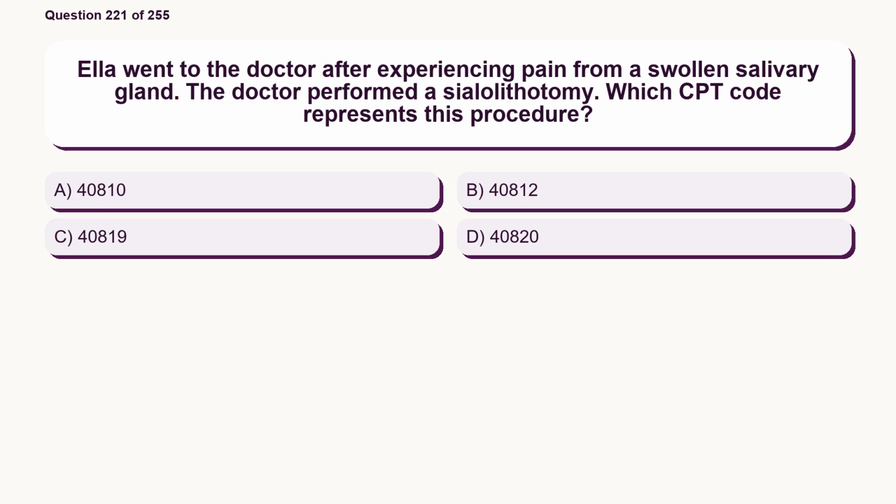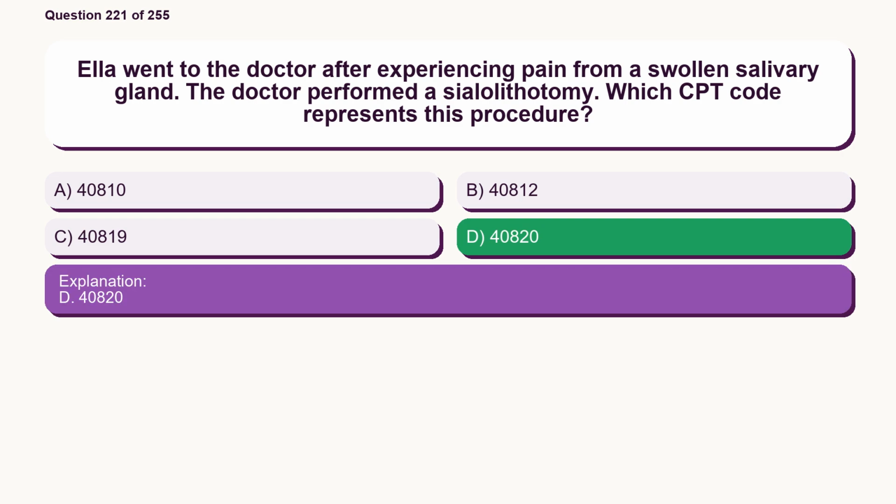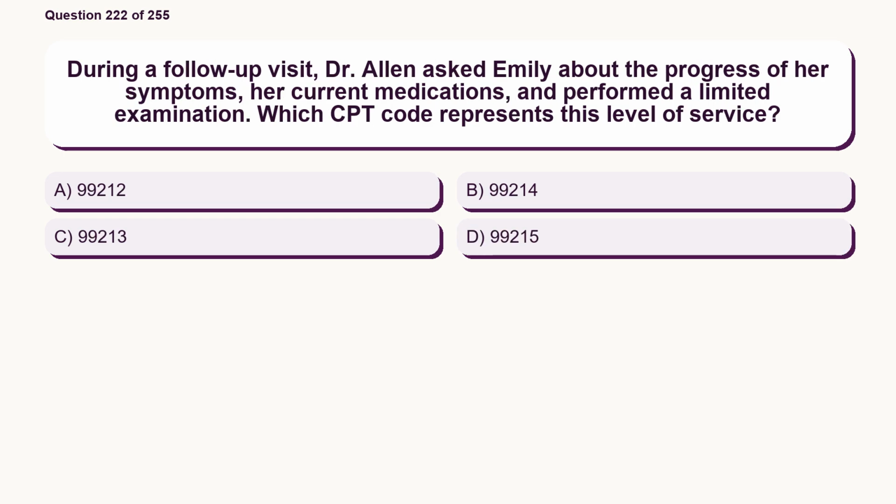Ella went to the doctor after experiencing pain from a swollen salivary gland. The doctor performed a sialolithotomy. Which CPT code represents this procedure? Option A, 40,810. Option B, 40,812. Option C, 40,819. Option D, 40,820. The correct answer is option D, 40,820. Question 222.